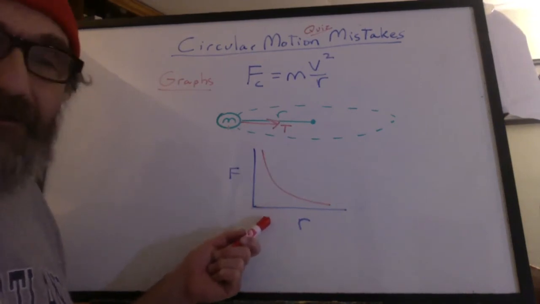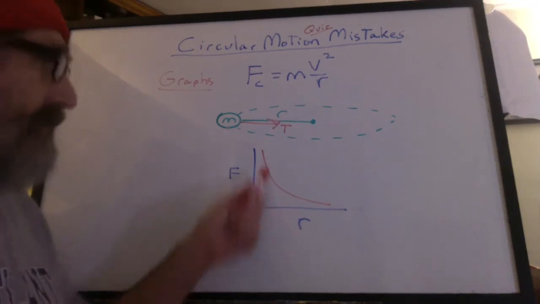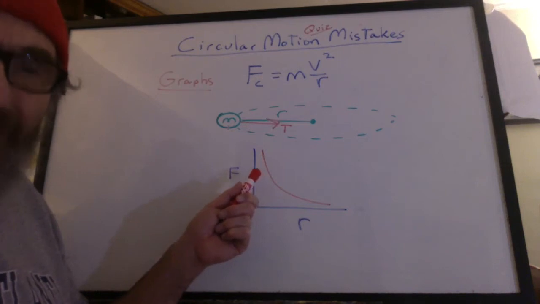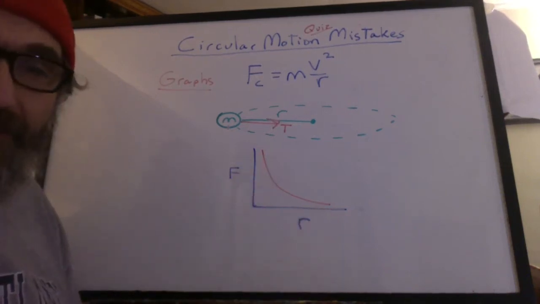If you're traveling in a straight line and you have to make a tight turn, that means a small radius. You're going to need a big force. Nobody makes a hairpin turn at 60 miles an hour in a car. Too much force is required. You need a larger radius.